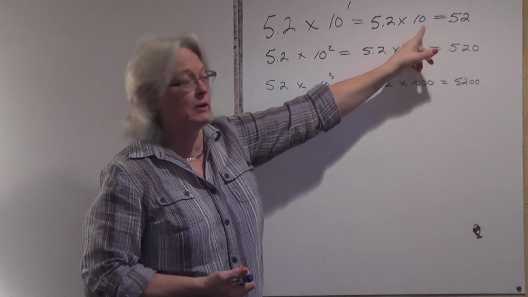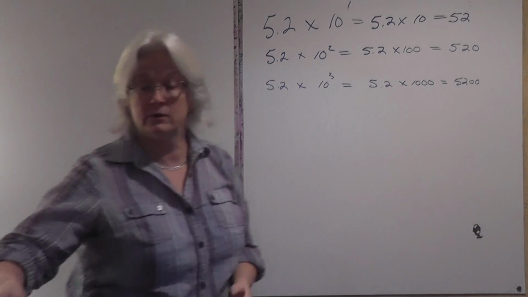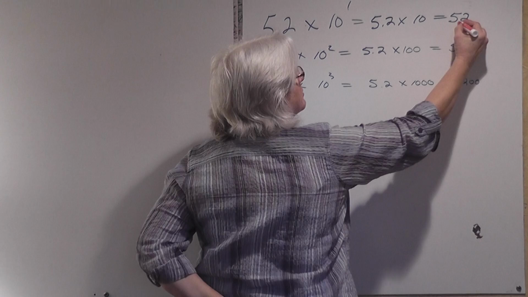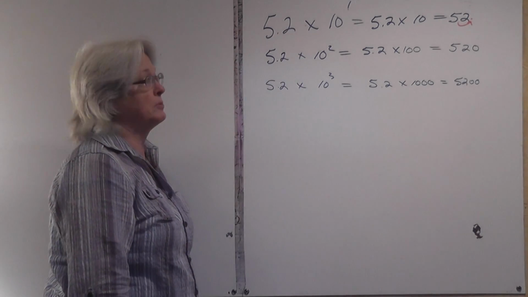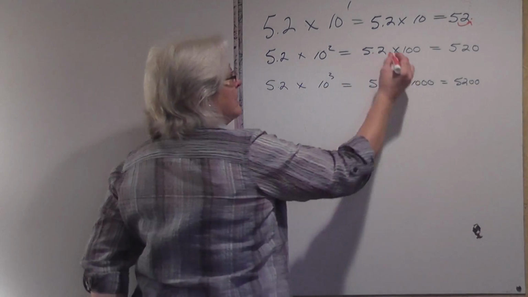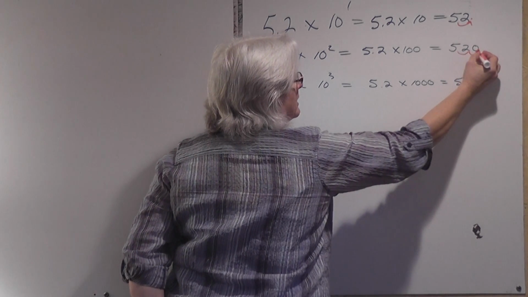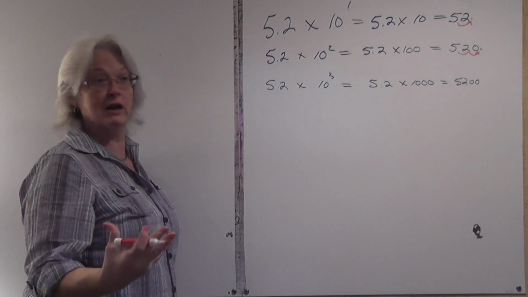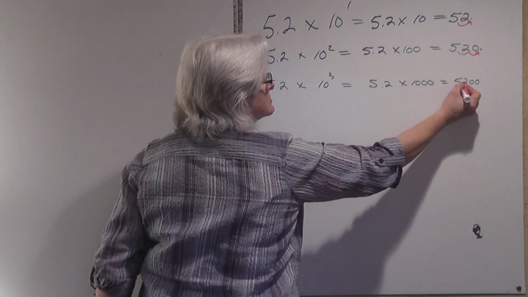Remember, when we multiply by 10, we move our decimal point 1 unit to the right, don't we? Our decimal point was here, we multiply by 10. There's the new location of our decimal point. We multiply by 100. We have 5.2. Move the decimal place 2 units. And the new location for our decimal is at the end of 520.